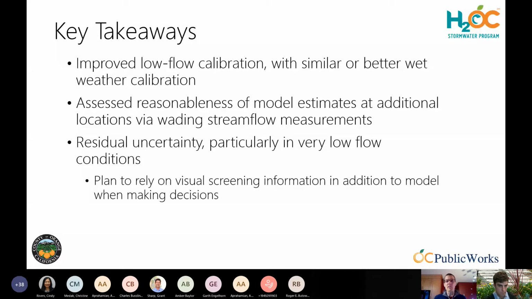We also assessed the reasonableness of model estimates at additional locations by using the weighting stream flow measurements. And we do have some residual uncertainty, particularly in very low conditions. You may have heard the phrase, all models are wrong and some models are useful. And we know that this model is not perfectly reproducing the data measured at gauges on every single day of the simulation, but we feel like it's close enough for it to be useful for the upcoming flow ecology analyses and the scenario analyses that we'll be talking about later in this presentation.